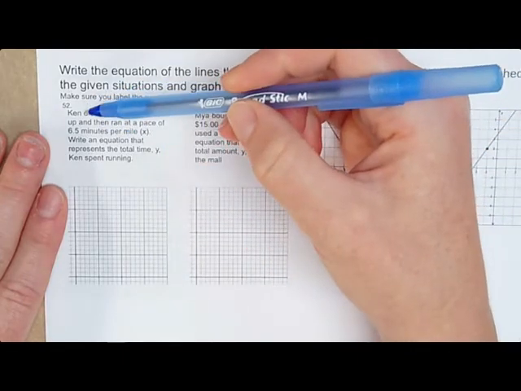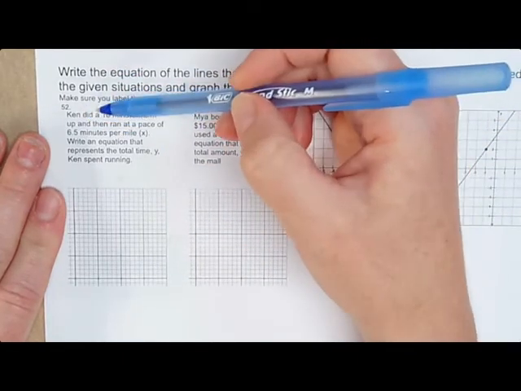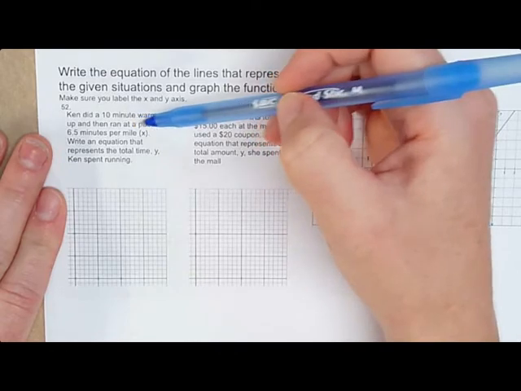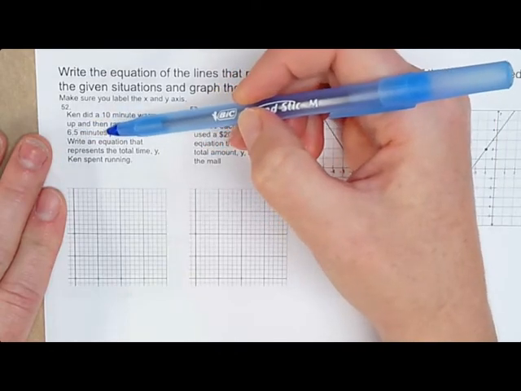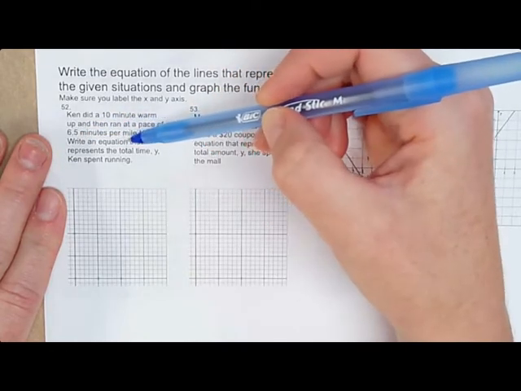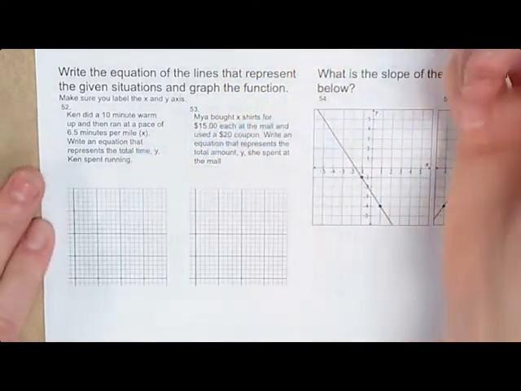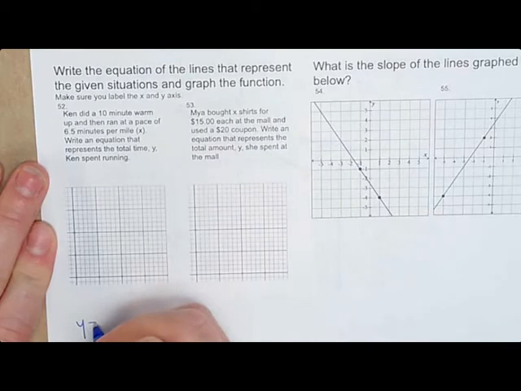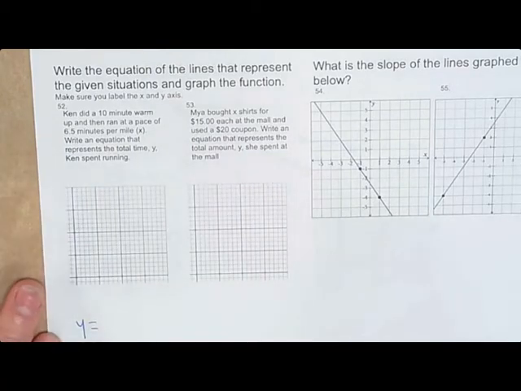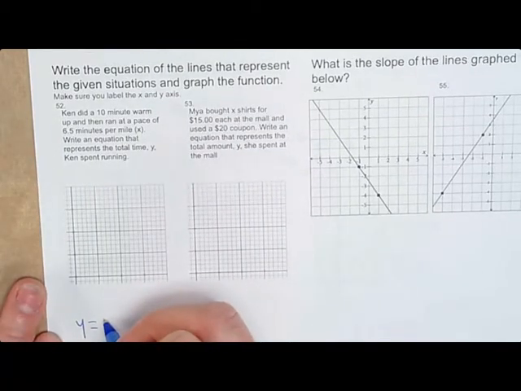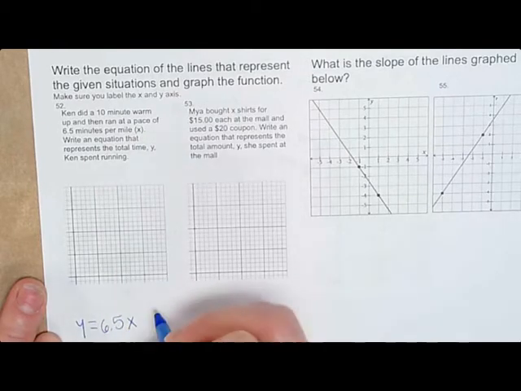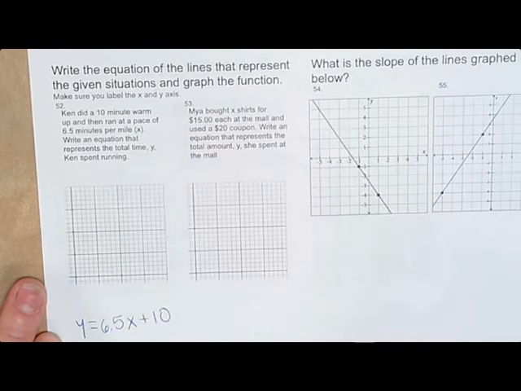So 52. Ken did a 10-minute warm-up and then ran at a pace of 6.5 minutes per mile. Write an equation that represents the total time y Ken spent running. So our equation would be y equals 6.5 minutes per mile plus the 10-minute warm-up.